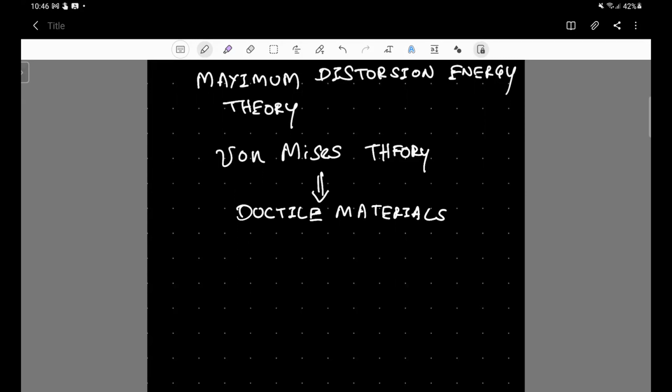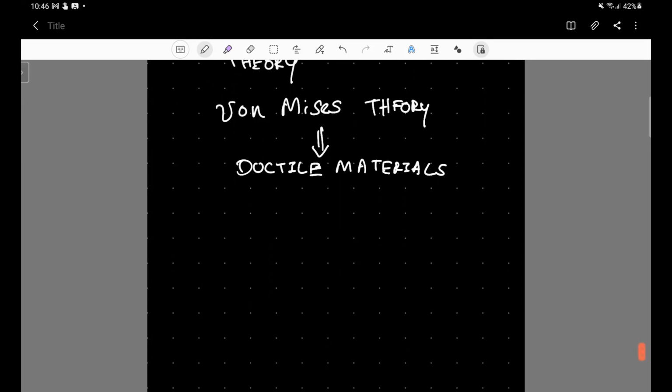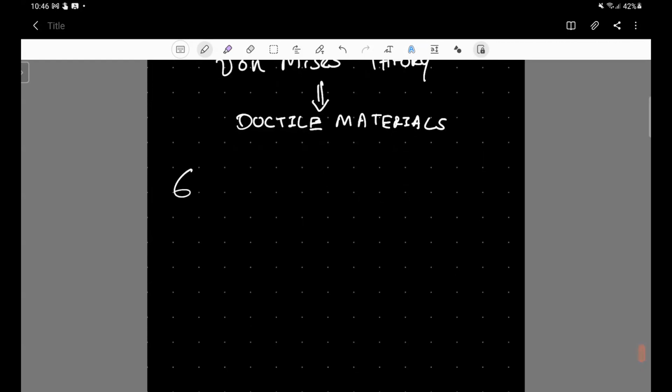Which is subject to static loading conditions, of course, whether the material will be able to withstand the stresses applied on the material. So what we do is we calculate the von Mises stress, the equivalent stress, which is nothing but, so we do it for each element in this case, which can be obtained using the principal stresses.